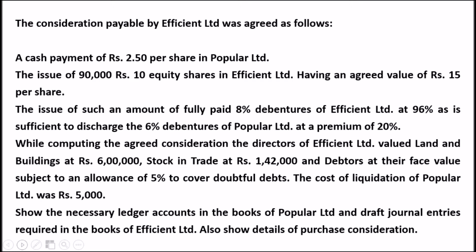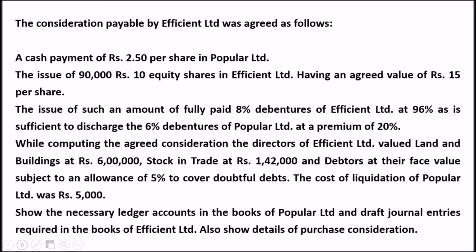While computing the agreed consideration, the directors of Efficient Limited valued land and building at rupees 6 lakh, stock in trade at rupees 1,42,000, and debtors at their face value, subject to an allowance of 5% to cover doubtful debts. The cost of liquidation of Popular Limited was rupees 5,000. Show the necessary ledger accounts in the books of Popular Limited and draft journal entries required in the books of Efficient Limited. Also show details of purchase consideration.